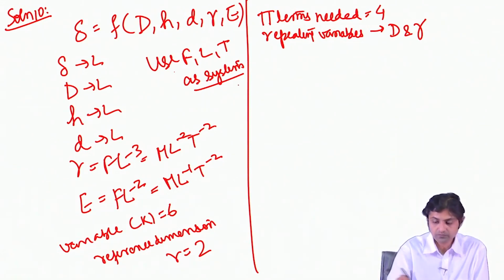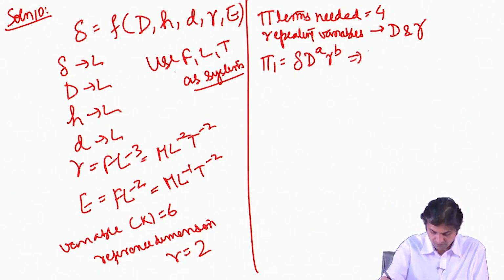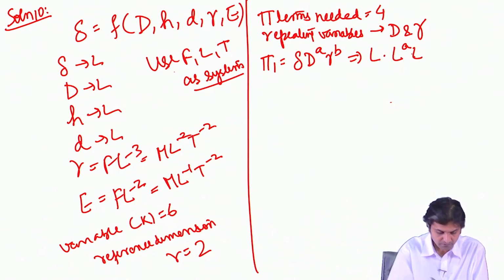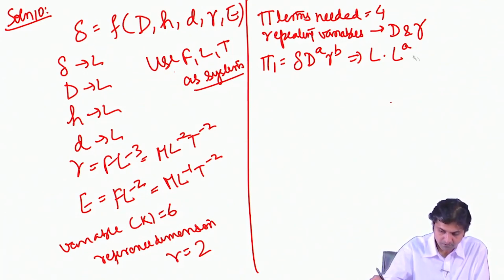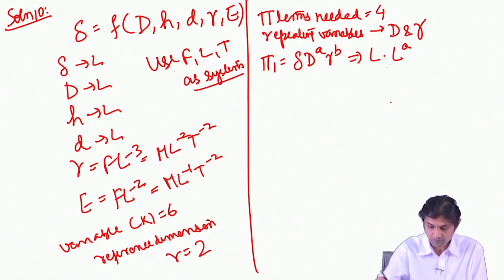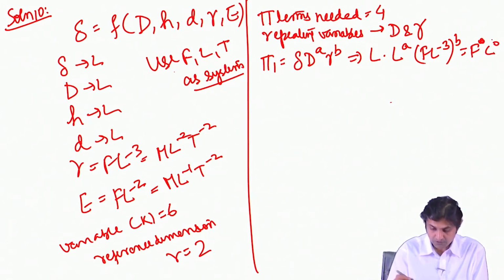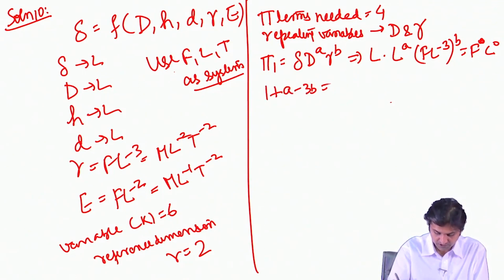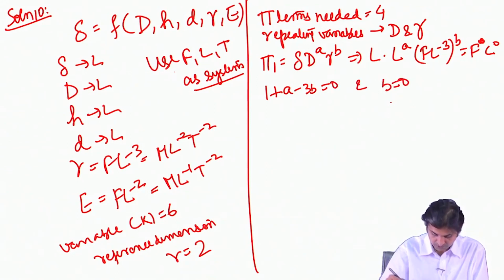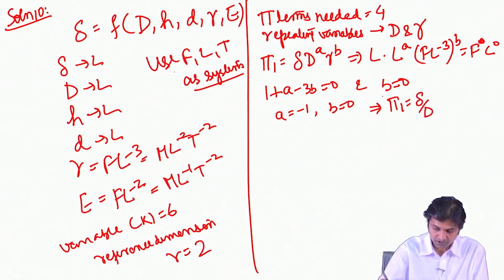So, the first pi term: delta times D to the power a, gamma to the power b, or if we write in terms of dimensions, L into L to the power a, FL minus 3 to the power b is equal to F to the power 0, L to the power 0. So, this will give 1 plus a minus 3b is equal to 0 and b is equal to 0, resulting in a is equal to minus 1 and b is equal to 0, thus implying that pi 1 is equal to delta by D.